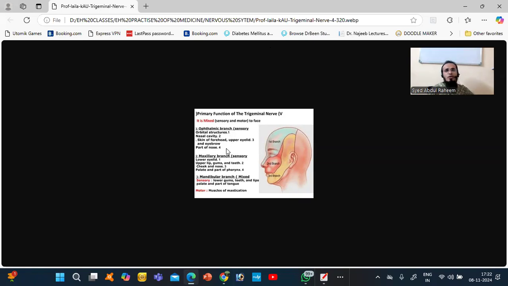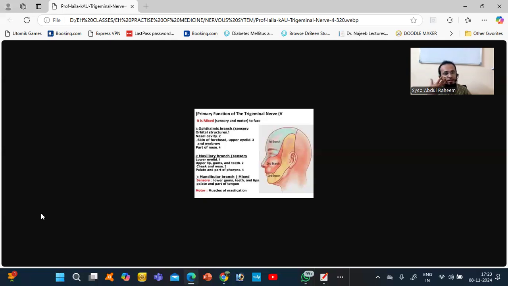In the ophthalmic branch, it gives sense to the orbital structure. Here is the orbital structure. You all know this is the orbital area, and the nasal cavity and skin of the forehead, upper eyelid, and some part of the nose. So all this sensation or motor function is supplied by the trigeminal nerve. So this is very important to remember.